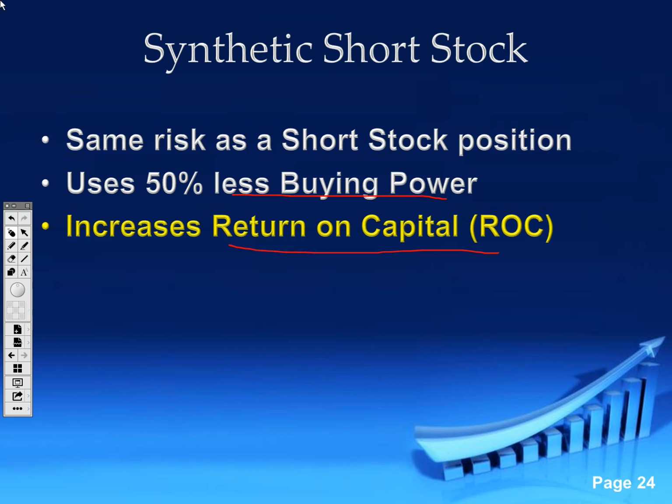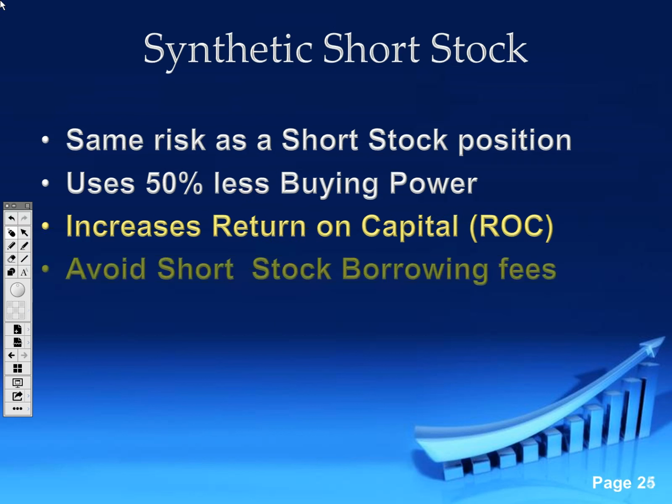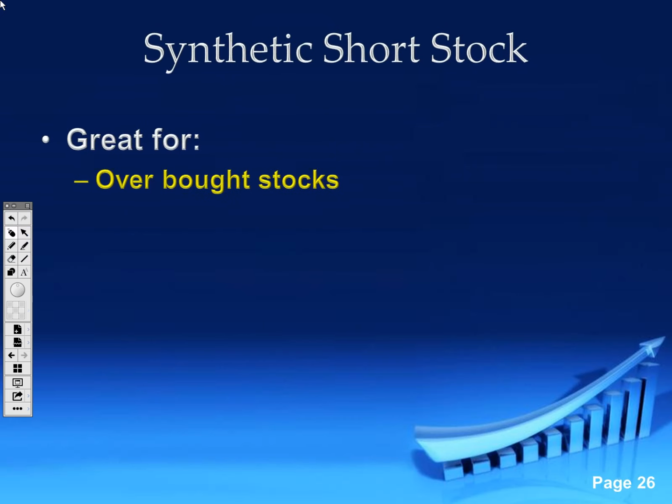And another benefit is you avoid borrowing costs when you're shorting a stock. Usually when you short a stock, you have some other ancillary borrowing costs that go in and around shorting that vehicle, right? All right, so what's this good for? It's good for overbought stocks.